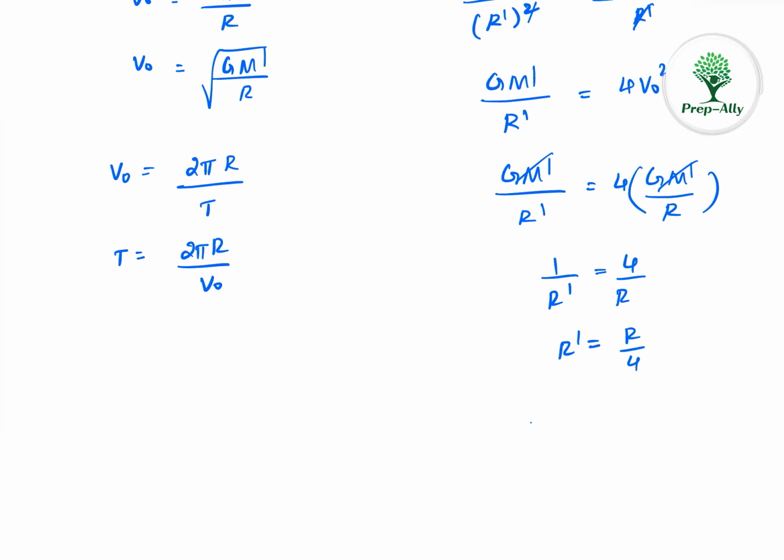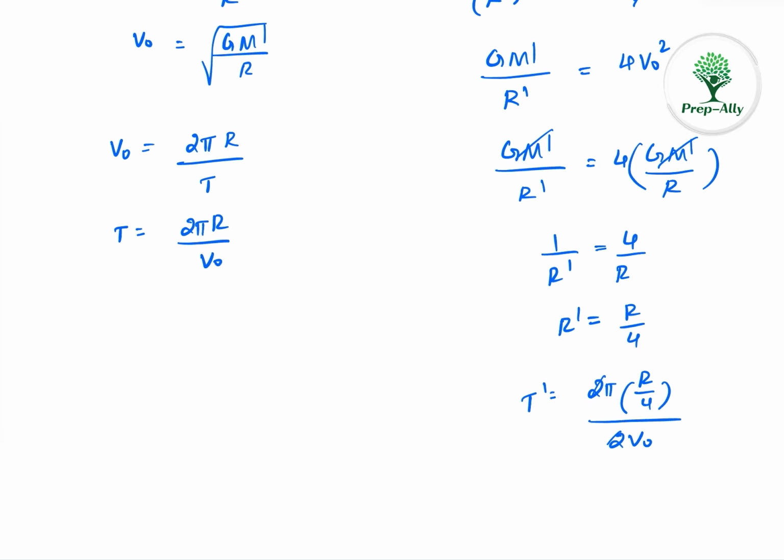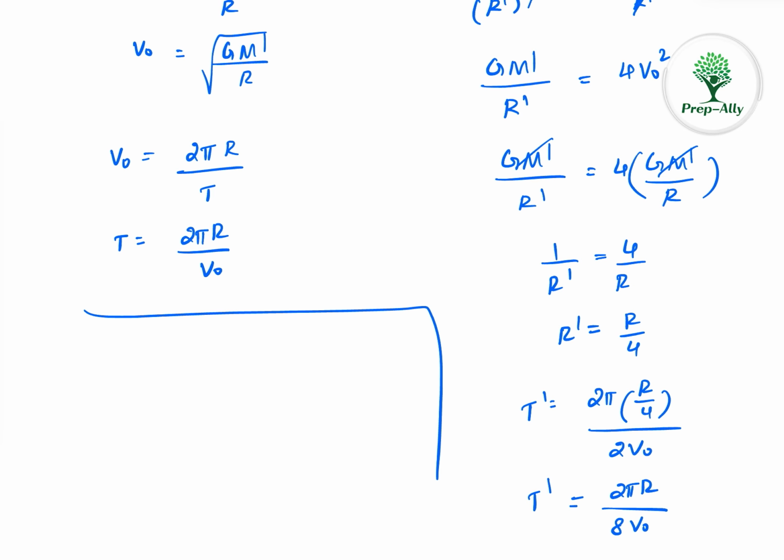Let's make use of this. So we get T dash is 2 pi r dash, which is r by 4, by 2 V naught, right? So this 2 gets cancelled, or we can keep it as it is, don't cancel the 2. We are left with 2 pi r by 8 V naught. This is T dash, but you see 2 pi r by V naught is already given as T. So we get T dash is 1 by 8 of 2 pi r by V naught. So our new time period is 1/8 of the old time period.